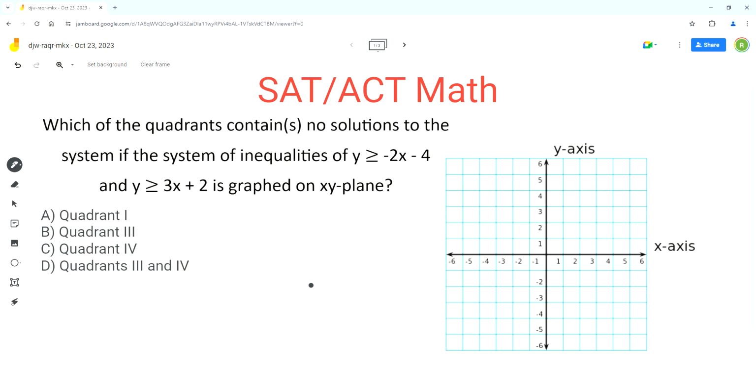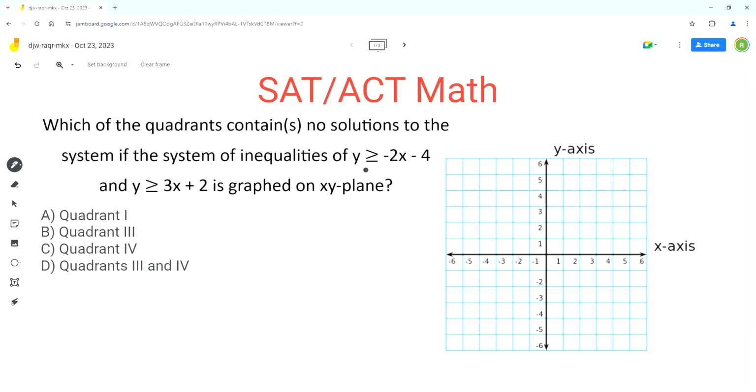So in this video, we'll solve this problem using the concepts of linear inequalities. As per the problem, which of the quadrants contains no solutions to the system if the system of inequalities y is greater than or equal to negative 2x minus 4 and y is greater than or equal to 3x plus 2 is graphed on the xy plane. So we have to graph these two linear inequalities and then find out in which quadrant there is no solution for this linear inequality system.